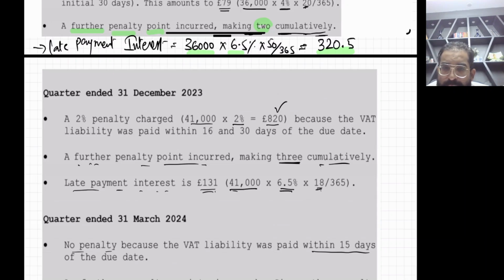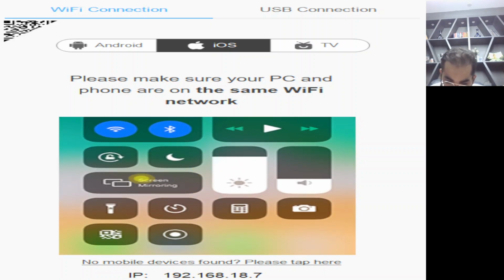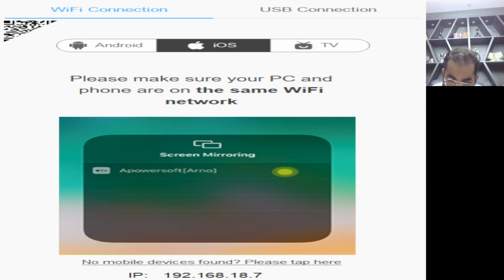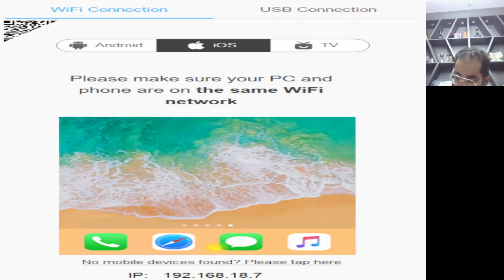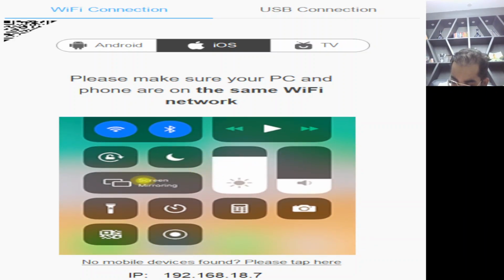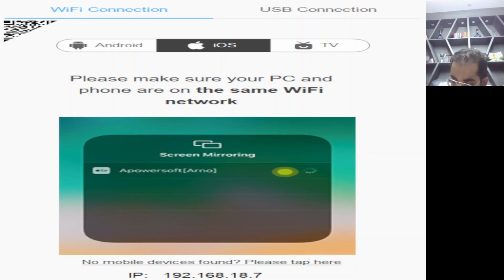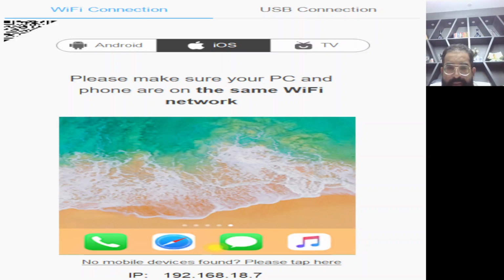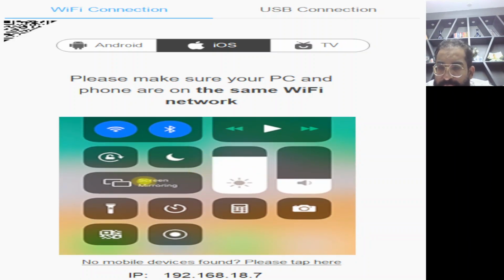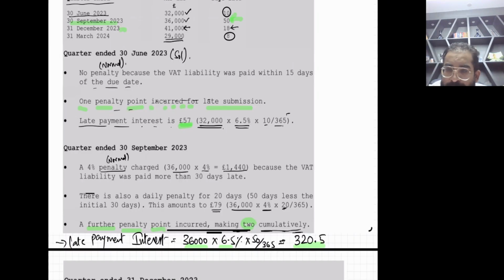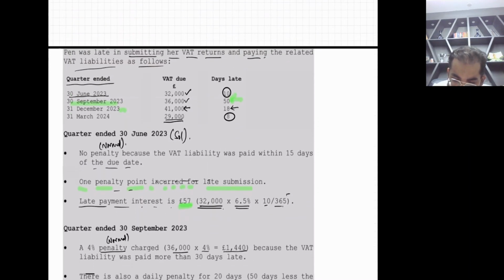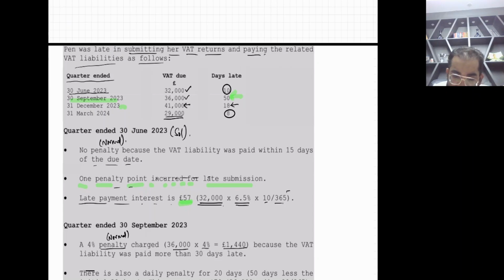Now the last one is 31st March 2024, and the VAT liability is 29,000, and you are just 8 days late. The next one is 29,000 pounds VAT liability, 8 days late.